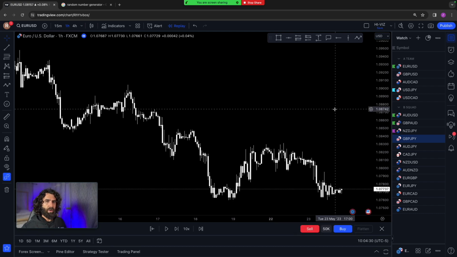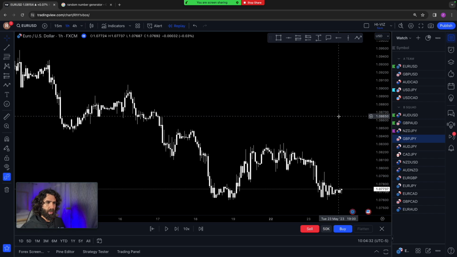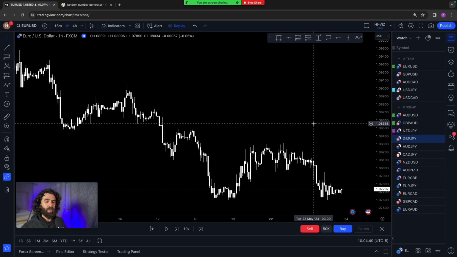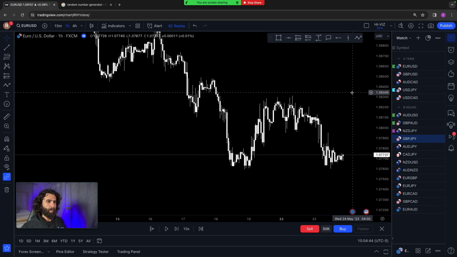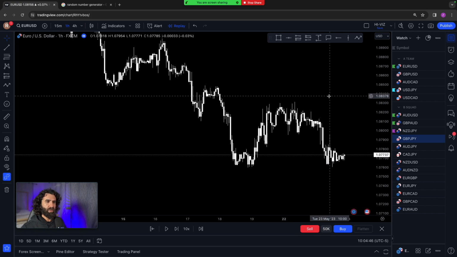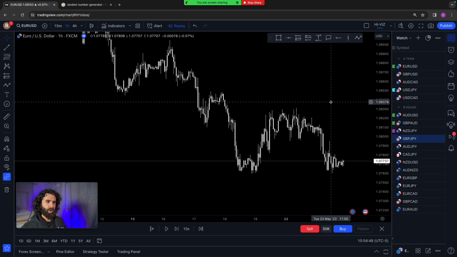So we are on Euro USD on the 1 hour chart. We're in replay mode on TradingView. We're going to backtest a simple support and resistance strategy. We're going to identify clear support and resistance zones. We're going to buy at support and sell at resistance. I'm going to start each trade with a 1-to-1 risk to reward ratio.